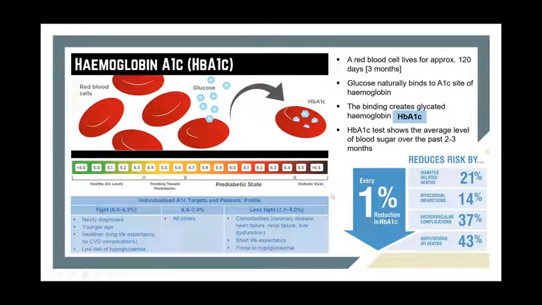Why is HbA1c measurement important? It is because every 1% reduction in HbA1c may reduce the risk of any diabetes-related death by 21%, and can reduce 40% of myocardial infarction, 37% of microvascular complications, and every 1% reduction in HbA1c may reduce 43% of amputations.